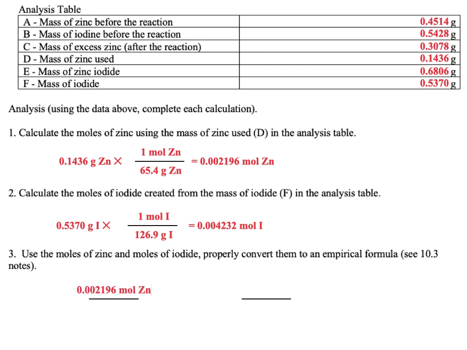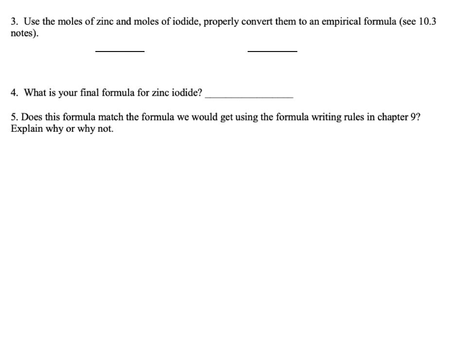So now for number 3, I want to convert them into an empirical formula. What I do is I take the moles of each. There's my moles of zinc over itself, and there's my moles of iodide over zinc, because it's always the lower number. When I do that, I get 1 mole of zinc, 2 moles of iodine. So here I did it again, so you can see it.